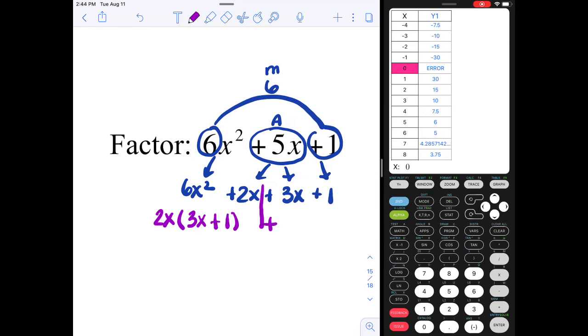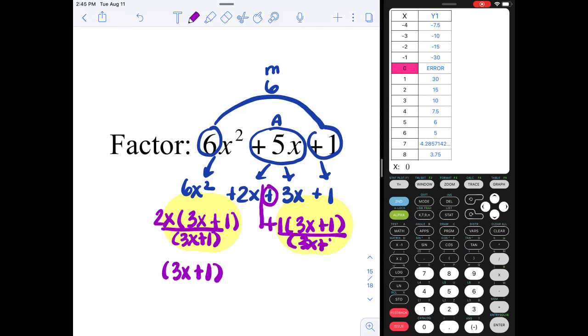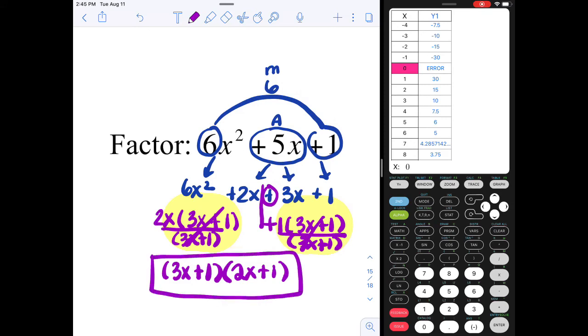Bring down that plus, that always goes after the bar, whatever sign is here. Can I take anything out of 3x plus 1? No. So I'm going to think of that as a 1 outside, and I'm left with 3x plus 1 in parentheses. Just as before with factor by grouping, you should see a common parentheses in each half of your expression. So you're going to pull that 3x plus 1 out to the front. Imagine dividing 3x plus 1 into each half of your expression. As you do that, you're left with a 2x and a plus 1. And now this is your final factored version of that tricky trinomial.